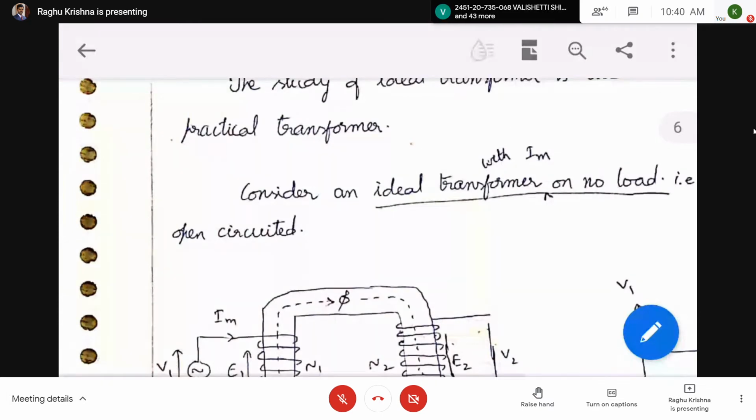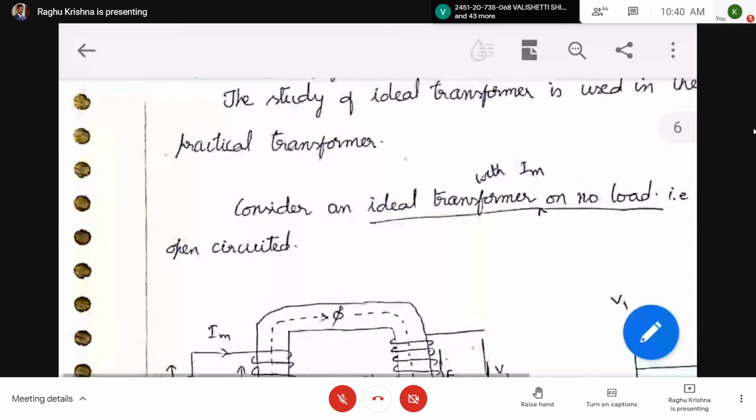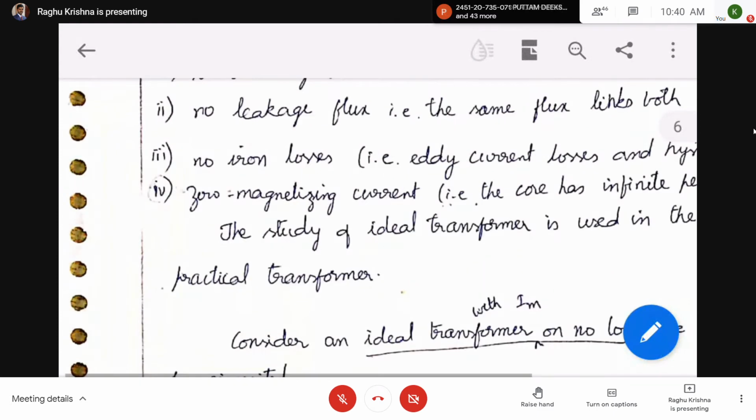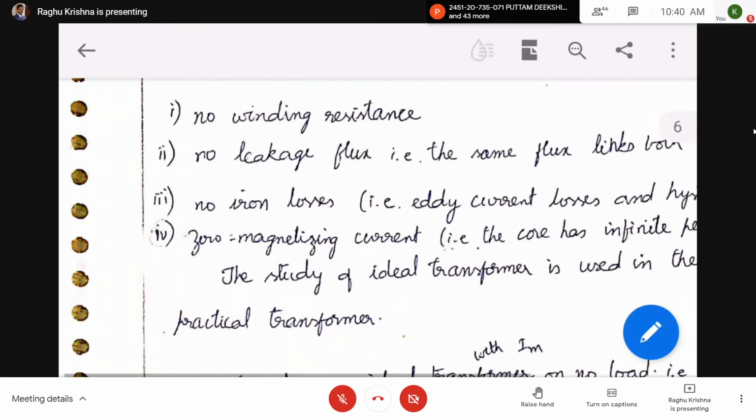If you see the fourth point for the ideal transformer, zero magnetizing current. Instead of zero magnetizing current, I am taking Im. So that means I am considering only the first three points. Understand this one. So these 4 points are for the ideal transformer.